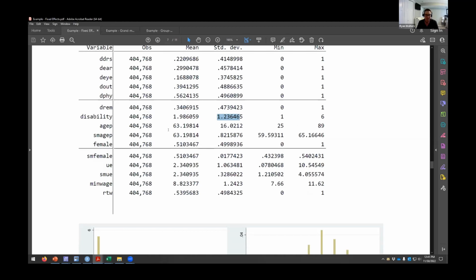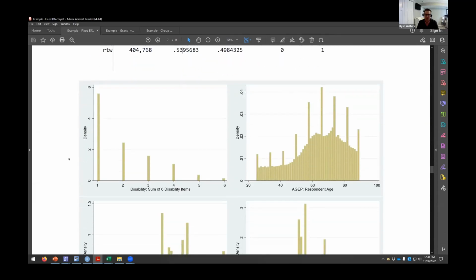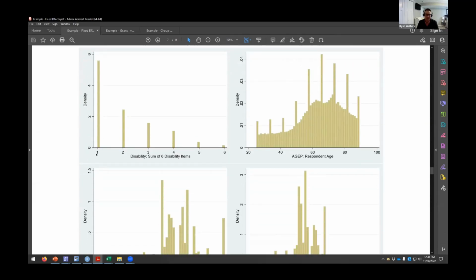Mean age is 63, state mean age is 63 as expected. Unemployment was about 2-ish%, state mean unemployment again 2-ish%, and 54% of the states were right to work states as well. So here's distributions of our variables. You can see this is our outcome. Big pile of ones, very much discrete again, and fully right skewed as expected from those descriptive statistics.